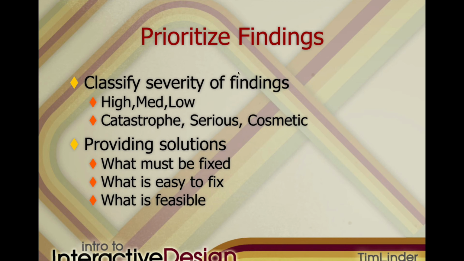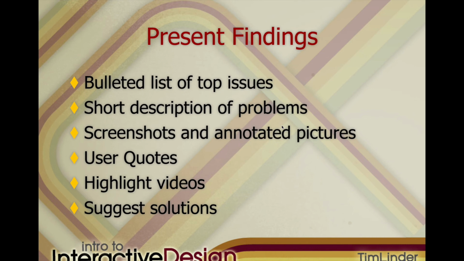Once you've run your test and you've got your findings back, you're going to look at them and kind of prioritize them. So we want to look at the severity of our findings and look at high, medium, and low levels of severity. Like what is catastrophic, what is serious, and what is largely cosmetic. So once you have those findings classified, you're going to provide solutions. What do you absolutely have to fix? What would be easy to fix, like low-hanging fruit, and what's feasible?